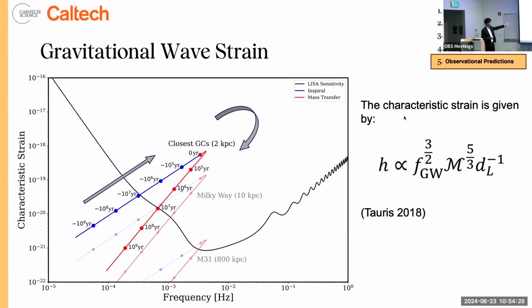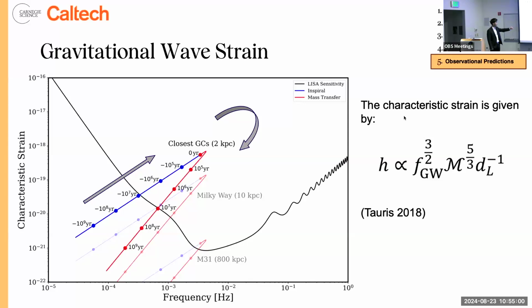Here I plotted a few tracks of binaries at varying distances. Notably, we can see that the strength of the gravitational wave signal depends on the binary frequency, the mass, and also the distance they are from us. Within each track, I've shown the inspiral phase of the binary in blue and the mass transfer phase in red. So we can see that galactic sources are definitely potential LISA sources.